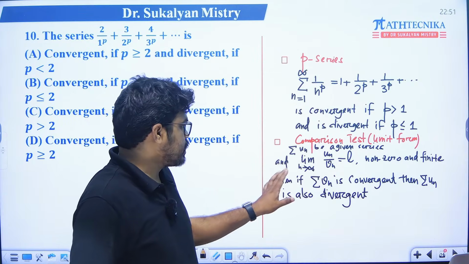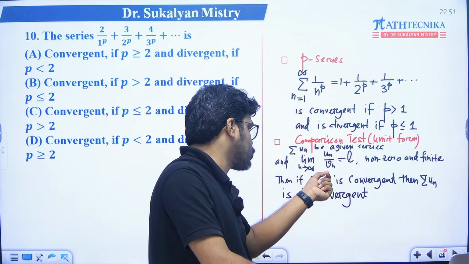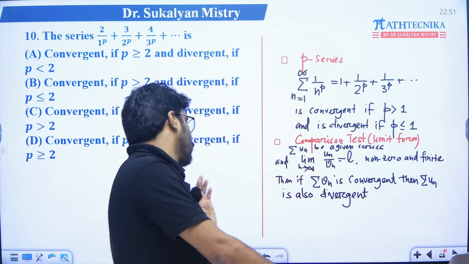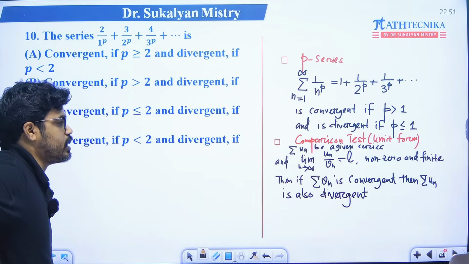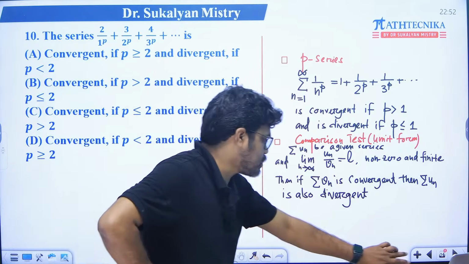If limit n tending to infinity un by vn is a non-zero finite number, and if summation vn is convergent, then we conclude that the given series is convergent. If summation vn is convergent, then summation un is also convergent. So this is the comparison test.